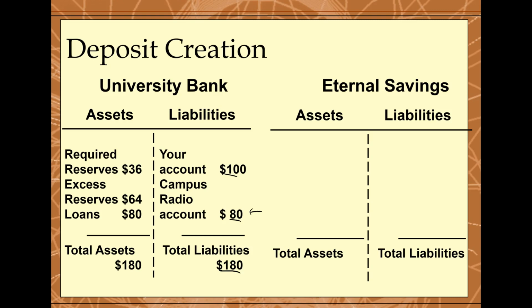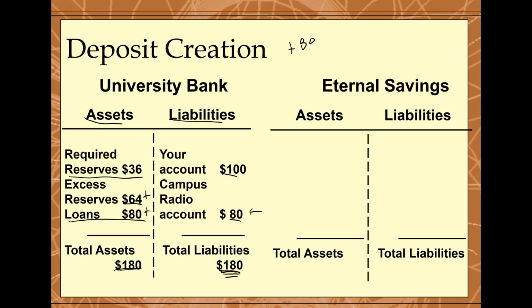$180 in deposits now. Now remember, the bank has to keep 20% of all of their deposits in the form of required reserves. So 20% times 180 is 36. Now, we know that they loaned out $80, and that's an asset to the bank. Since the assets and the liabilities have to equal, the remaining money must be 64 because 36 plus 64 plus 80 equals 180. And they both are equal. Now do you see the money supply has increased by $80.